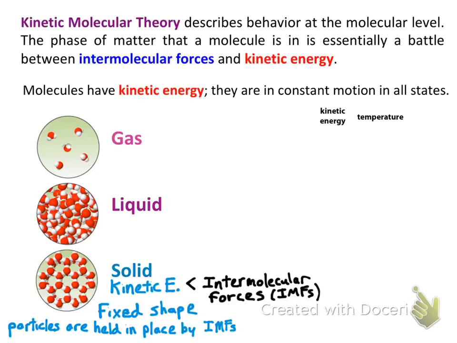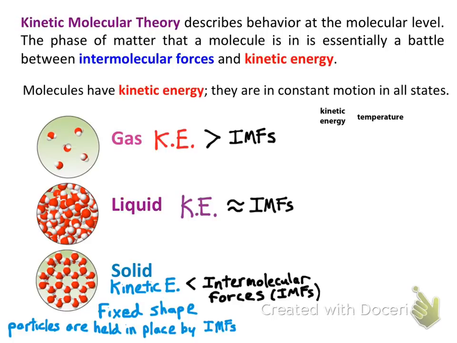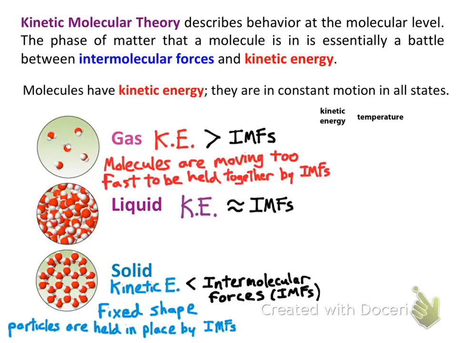With a liquid, on the other hand, the kinetic energy is about equal to the intermolecular forces. This means that the molecules will be held together to some extent, but they have enough energy to slide past each other. With gases, however, the kinetic energy of the particles is greater than the intermolecular forces. With gases, the molecules are moving too fast to be constrained by their intermolecular forces. So we end up with rogue particles.